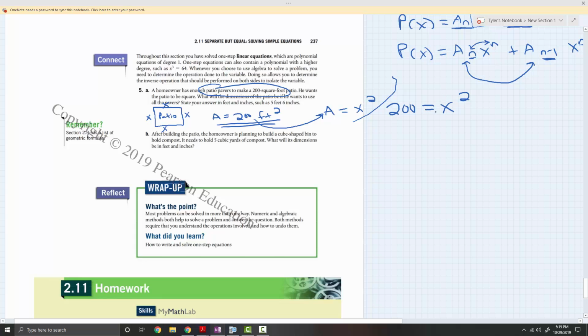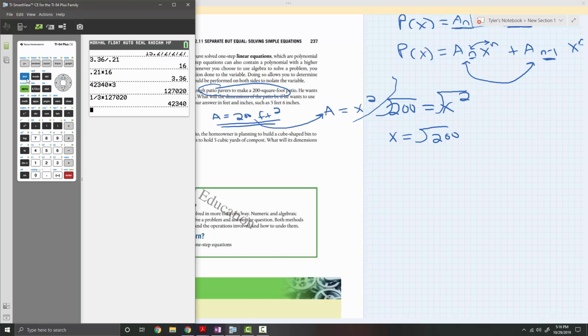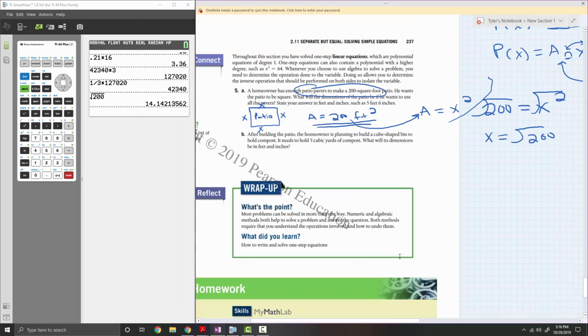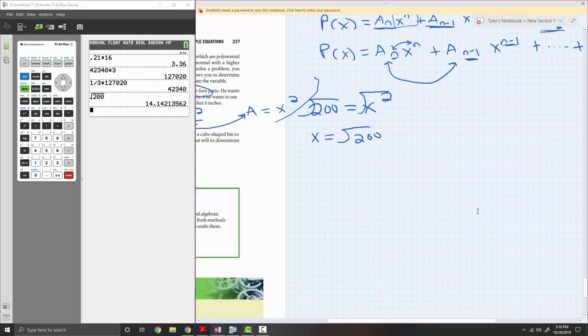But how do we undo squaring? We undo squaring by taking the square root. So I have to take the square root of both sides. Then x would equal the square root of 200. If I go to my calculator and take the square root of 200, we get this answer. Let me just put this back on the right side there. This actually turns out to be an irrational number, but it becomes approximately 14.14 feet. That's our answer rounded to the nearest 2 decimal places of feet.